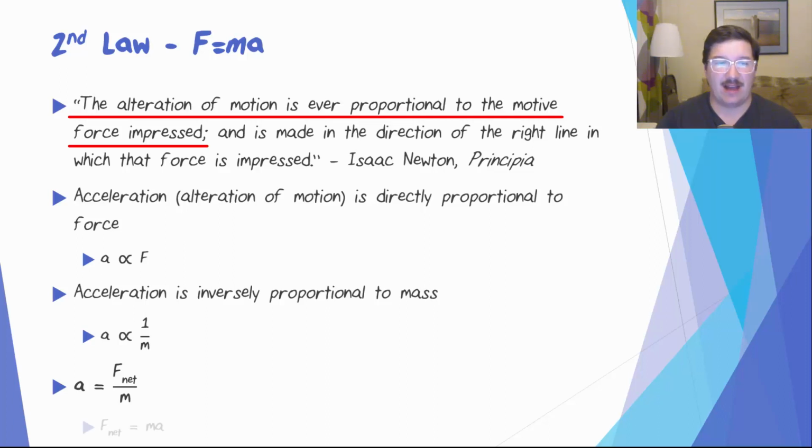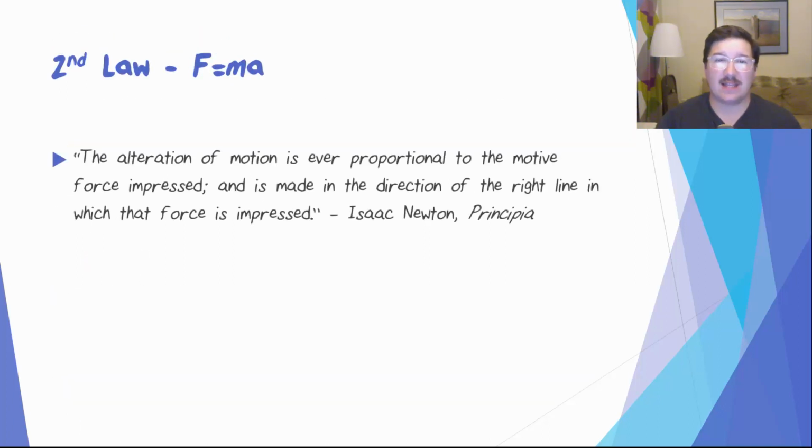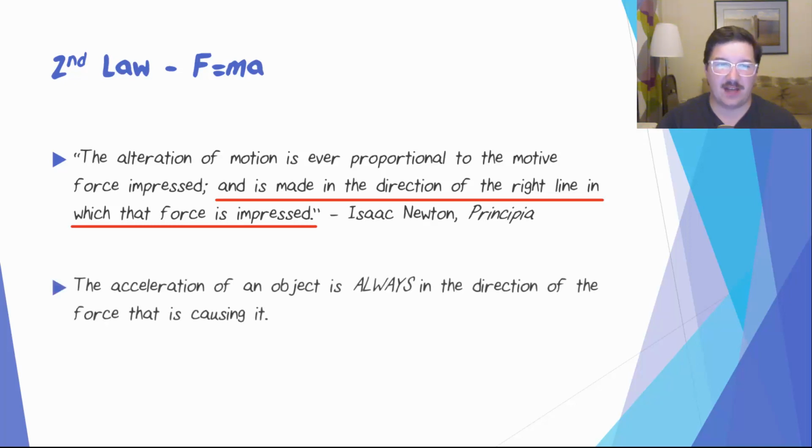This is commonly written as F net equals ma, and that's why we refer to this law as F equals ma. On your reference table, this equation is in the form a equals F net over m. Okay, let's take a look at this second part. It says that the alteration of motion is made in the direction of the right line in which that force is impressed. This is just a fancy way of saying that the acceleration of an object is always in the direction of the force that is causing it. The acceleration is always in the direction of the force that is causing it.